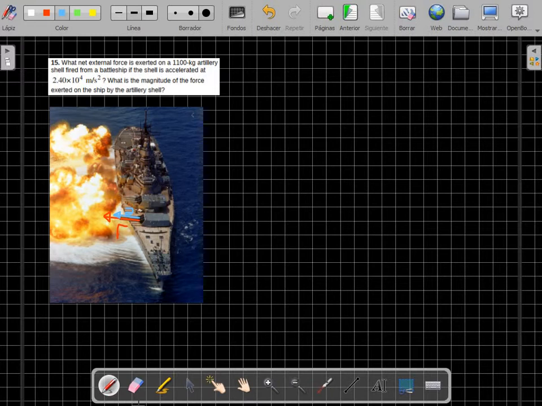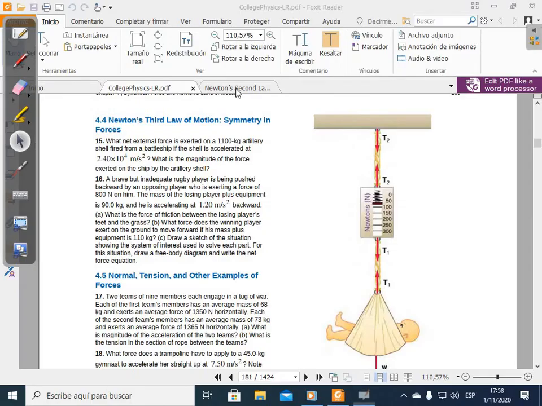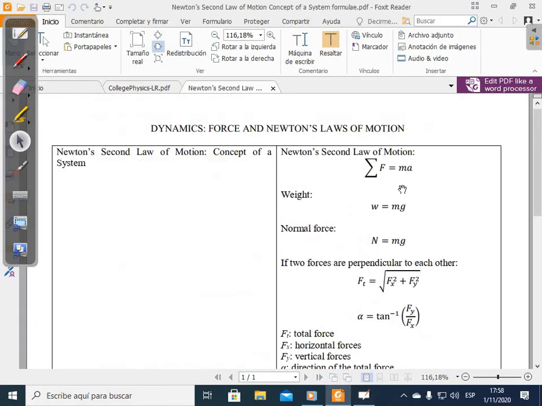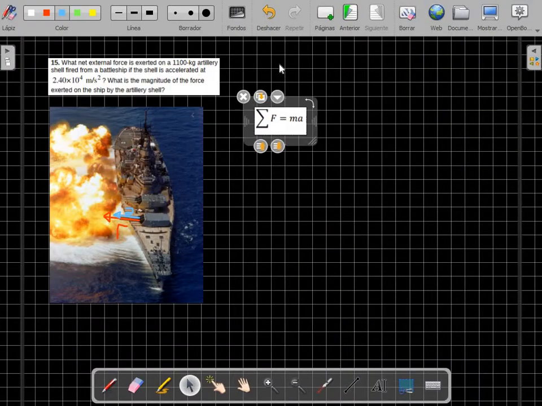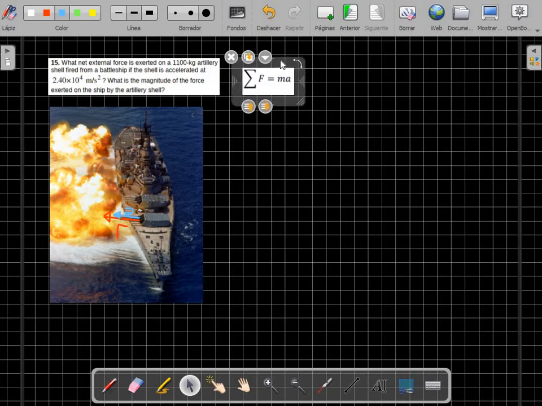So here we have the force. Well, sorry, we don't have the force, but we have the acceleration and the mass. If we go to our formula chart, we see that the most suitable formula that we can use is Newton's second law of motion. So let's take it to our blackboard, and let's replace all those data that we have.